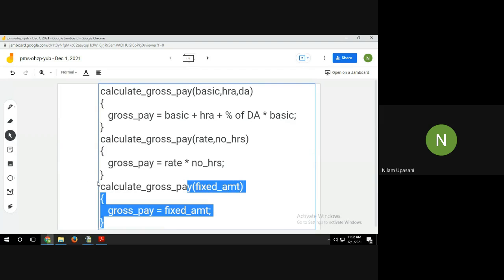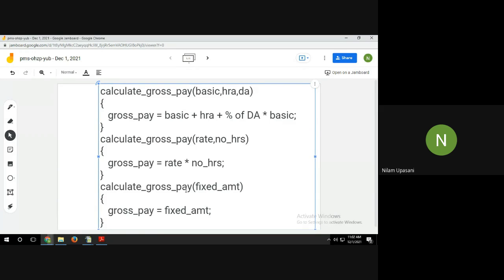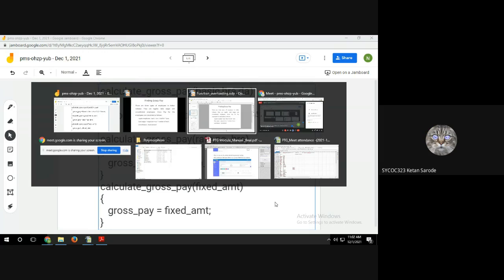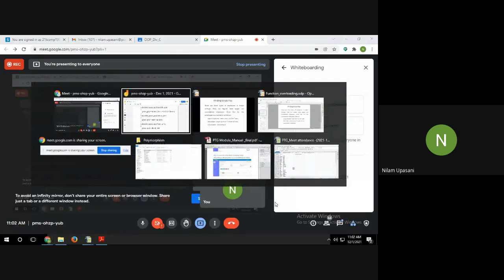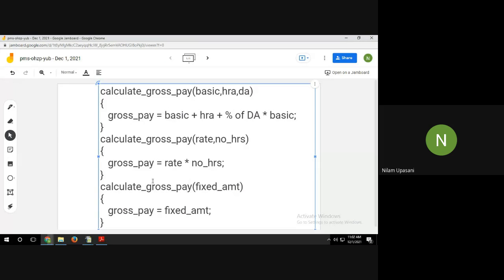I have written 3 functions with the same name. Is it allowed in C language? No, it is not allowed in C language, right? If you use the same function name again and again, you will get an error in C language. But whereas in C++, it allows it.